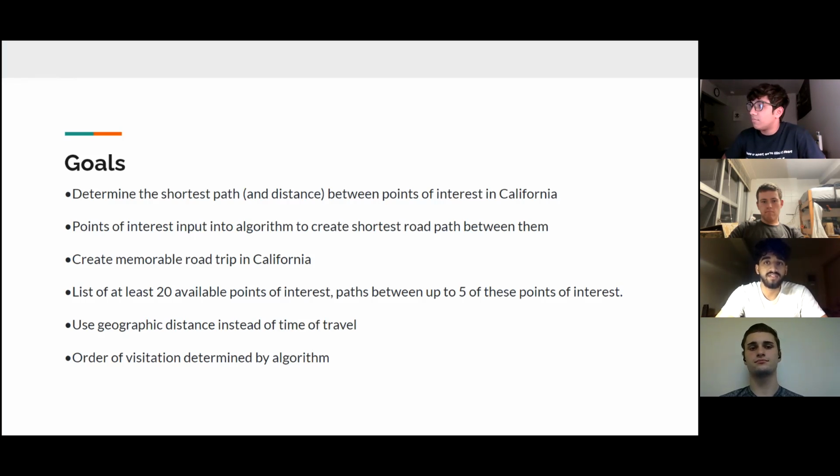These points of interest were to be inputted into an algorithm that will be used to create the shortest route between them. Also, the way these points of interest would be hit would be determined by our shortest path algorithm. The original plan was to create a list of 20 points of interest and create paths between up to 5 of these points of interest.